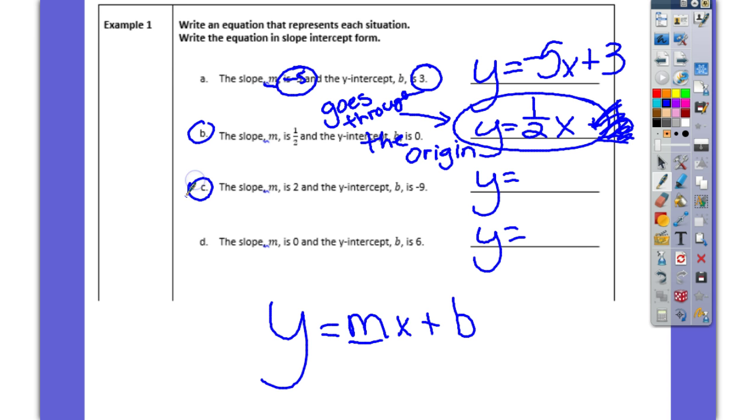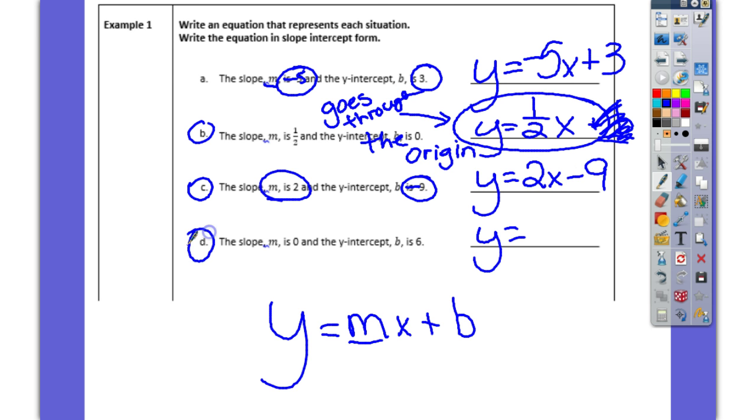All right, C. The slope m is 2. The y-intercept is -9. Out loud, y equals? 2x minus 9. Good, 2x minus 9. We don't go 2x plus a -9 because that's multiplying anyway. What's a positive times a negative? Negative. So it's 2x minus 9.